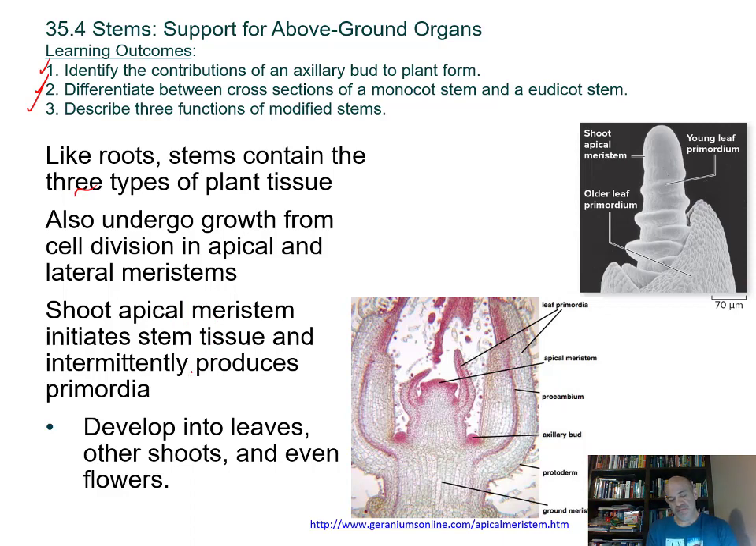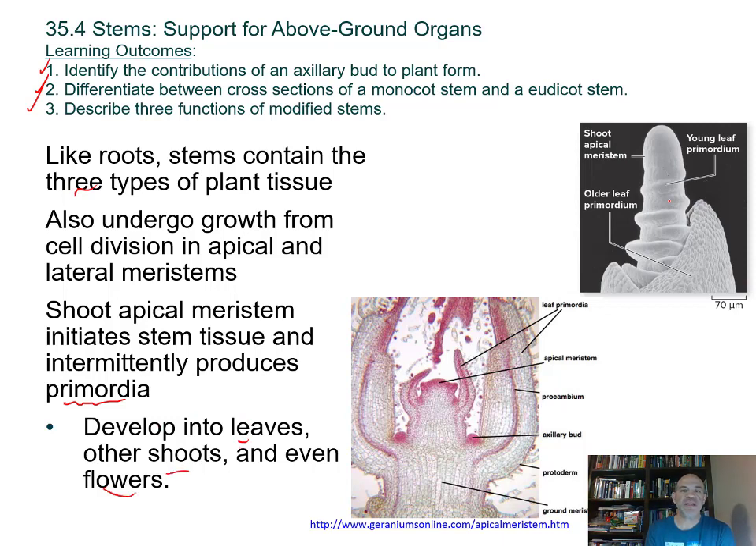And then intermittently, that means every so often, as that shoot is continuing to grow in length, the meristem is also going to be responsible for producing primordia, which are young, immature, developing structures that become leaves, shoots, and even flowers.